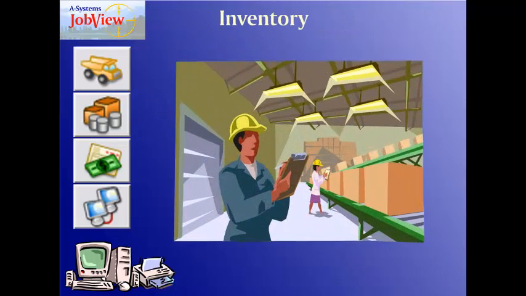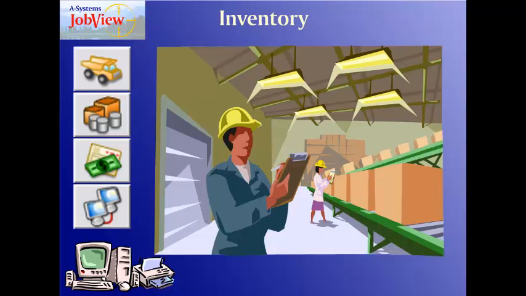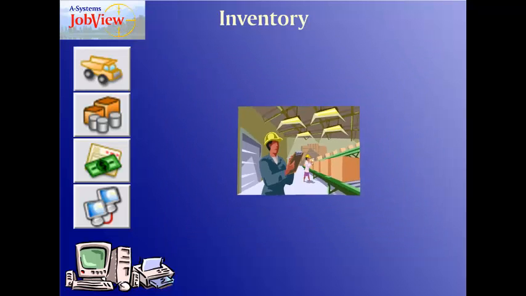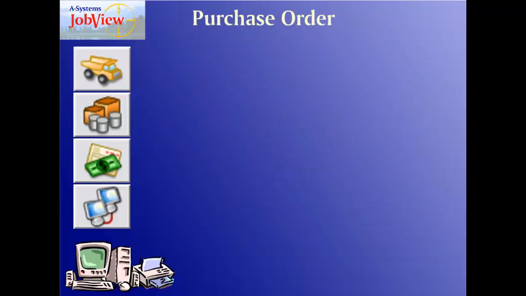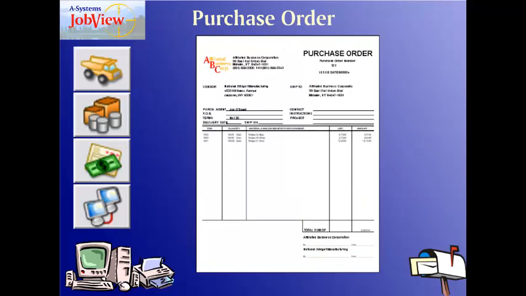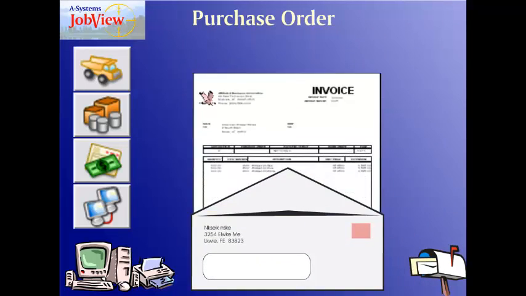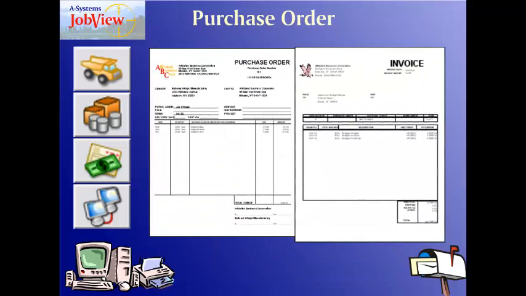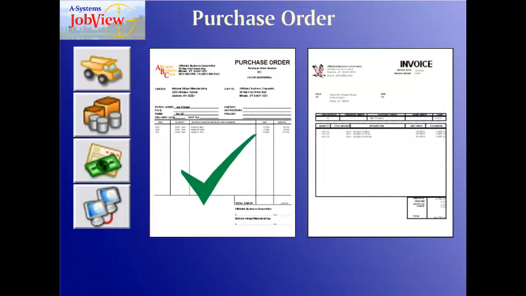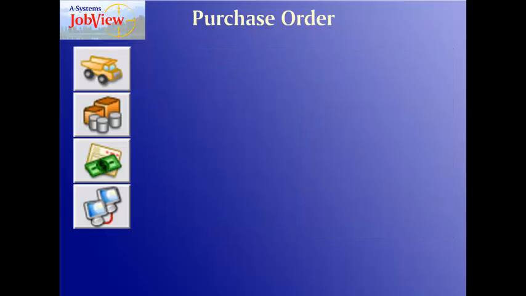Inventory lets you track all the different items you stock and sell. You can keep track of how many you have on hand at any given time, and the program will remind you when it's time to reorder. The Purchase Order module lets you issue purchase orders to your vendors. When your items are invoiced, the program will automatically match the vendor invoice against the purchase order to make sure you are not being overcharged.